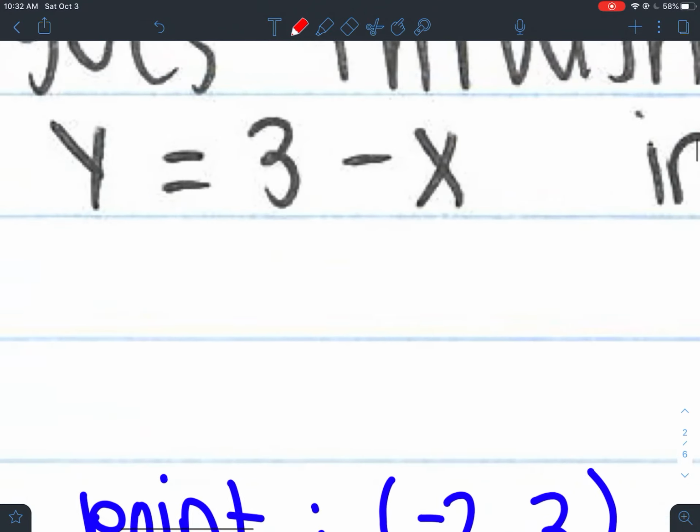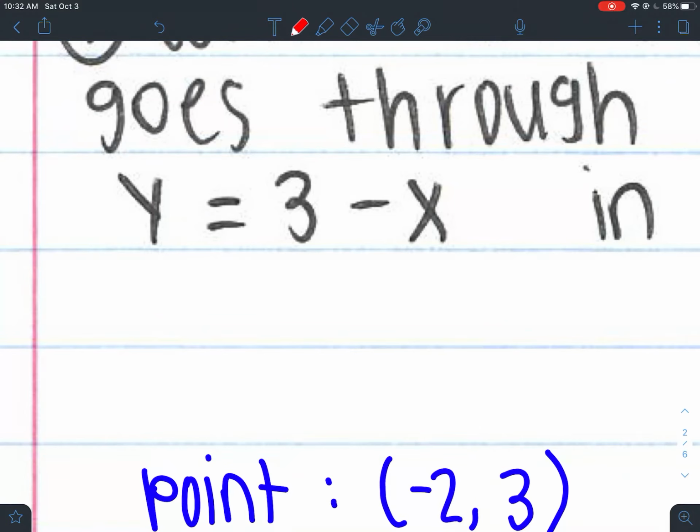Now, they're telling me I want to make it parallel to this equation. Looking at this equation, what do I know? Do I know the slope of this equation? I do. Y is by itself, so the slope should be easily identifiable. The slope here is going to be -1. Now, why is it -1? Because remember, in slope-intercept form, y equals mx plus b, your m, or your slope, is attached to the x. So your slope here is -1.